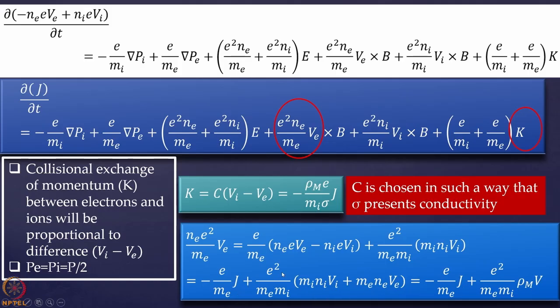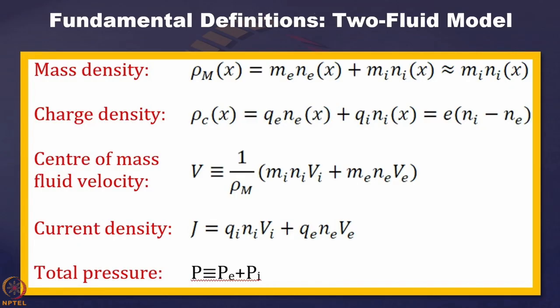And here, when you are adding these two terms, m_i N i V i and m_e N e V e, you know what that is. This is the center of mass velocity multiplied by mass density, so this is rho_m into V, as per our definition. And this definition I believe you remember, but if you don't, you can go back to our previous slides and you will see that we defined that in the beginning.